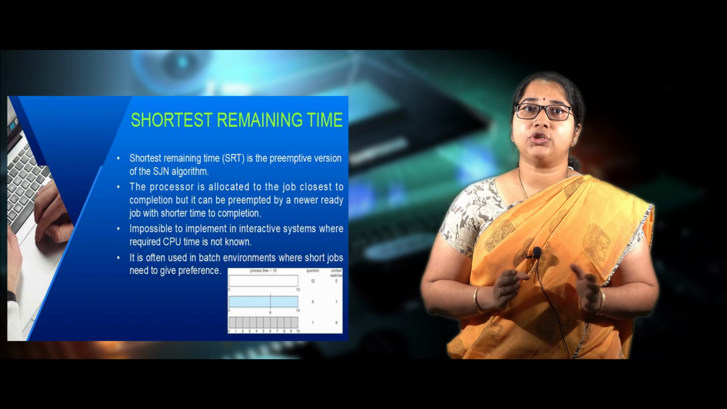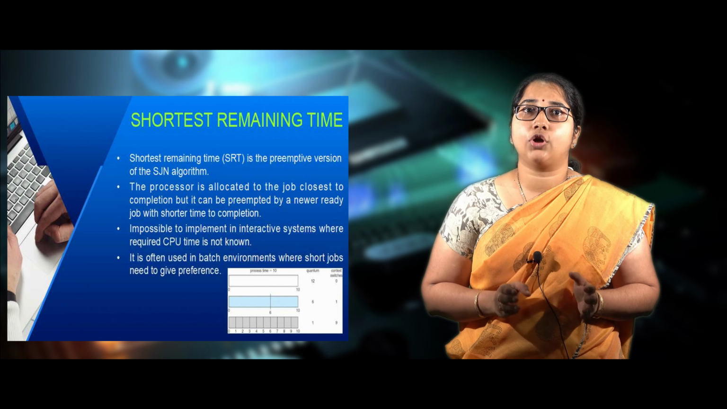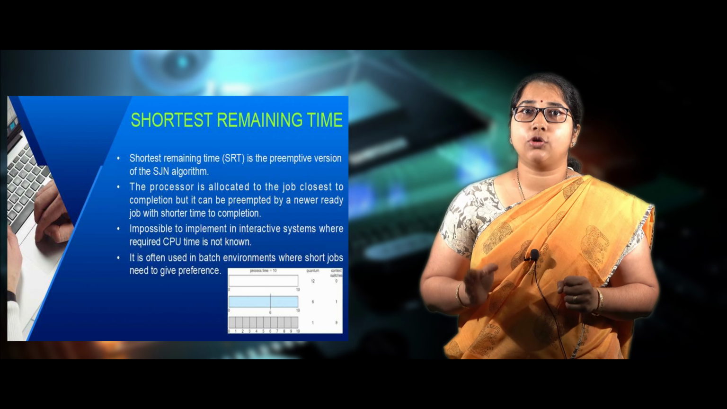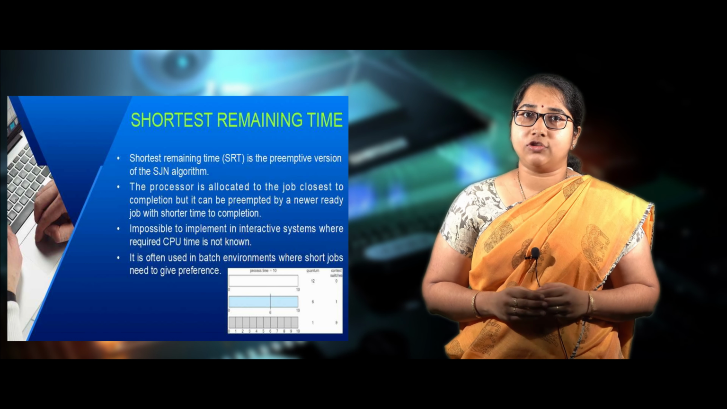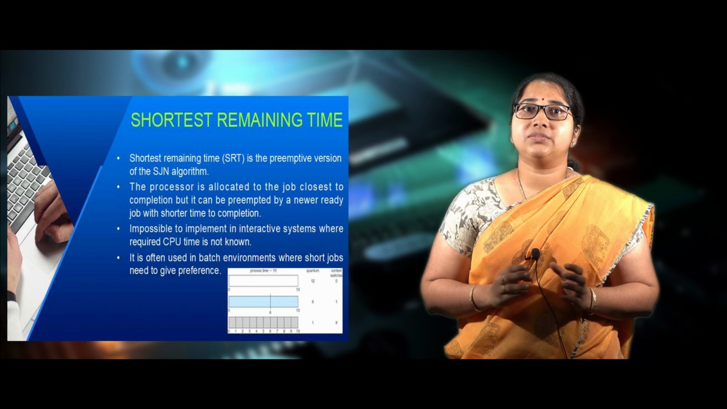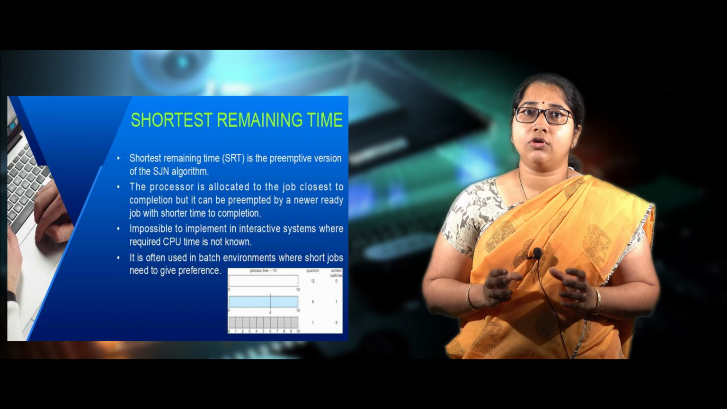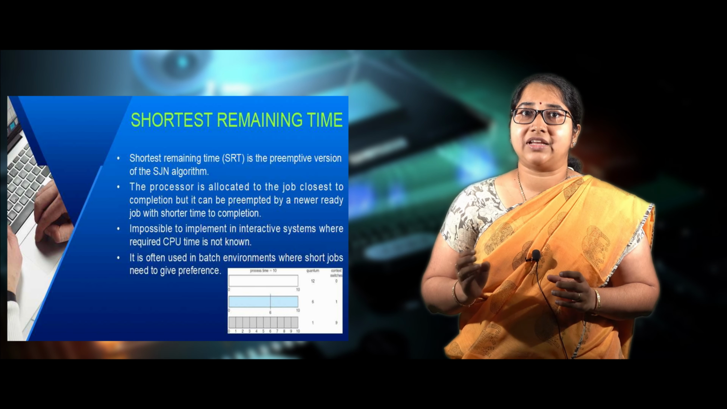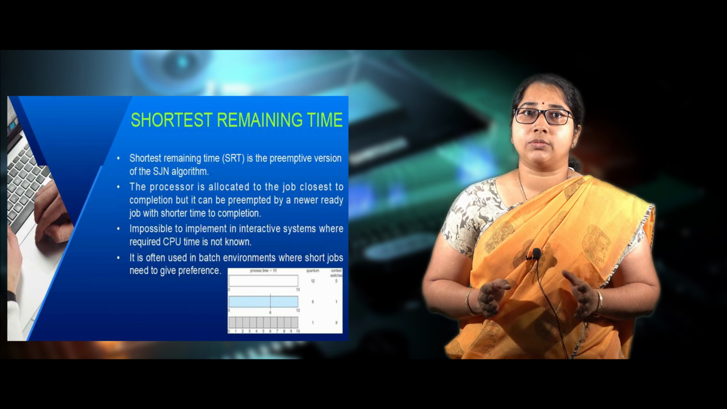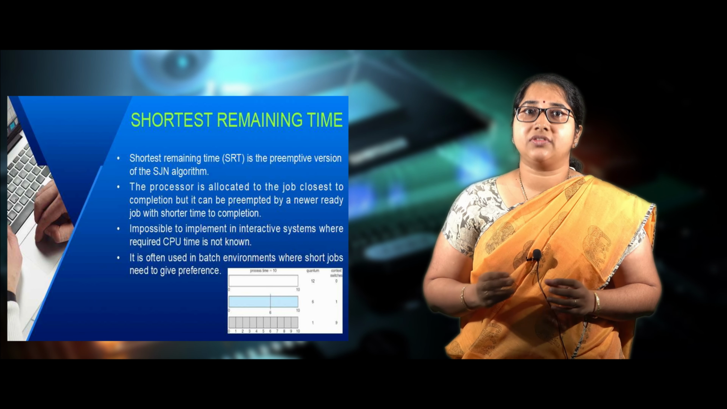Next, let us discuss the shortest remaining time algorithm. The shortest remaining time algorithm is a preemptive version of the shortest job next algorithm. In this case, the CPU is assigned a job which is closest to completion, but it can also be preempted by another job which has an even shorter time for completion. It is best suited for processes in a batch system. This is because we know the time required for each process for execution in advance. But in an interactive system, it is not suitable because we do not know how much time we require for each process in advance.